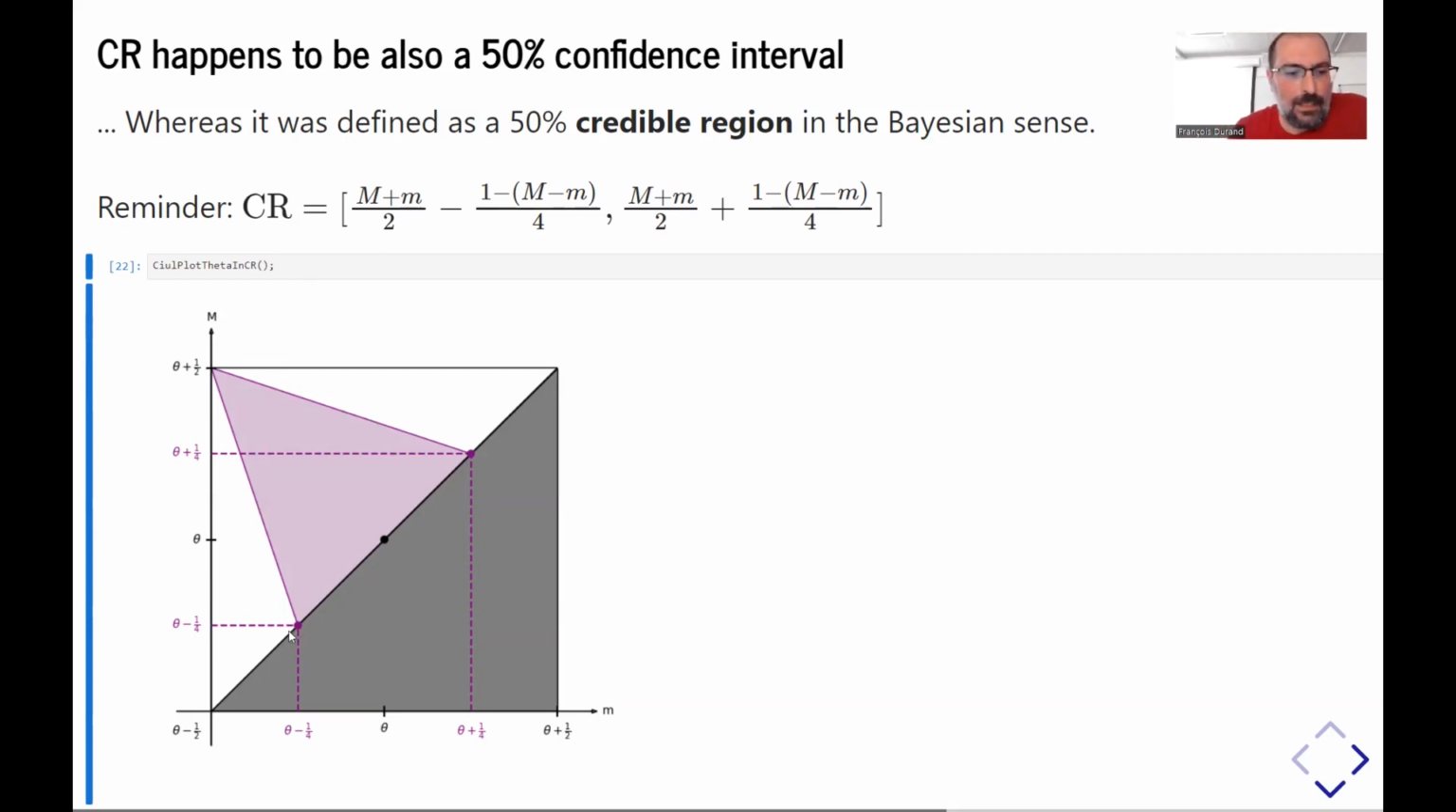And as you can see here, it's the points theta - 1/4 and theta + 1/4. So this line is divided in 4 equal parts. And so these two white triangles have the same height as the purple triangle, so they have the same area as the purple triangle. So there's a 50% probability in the frequency sense that this interval contains the true value of theta.